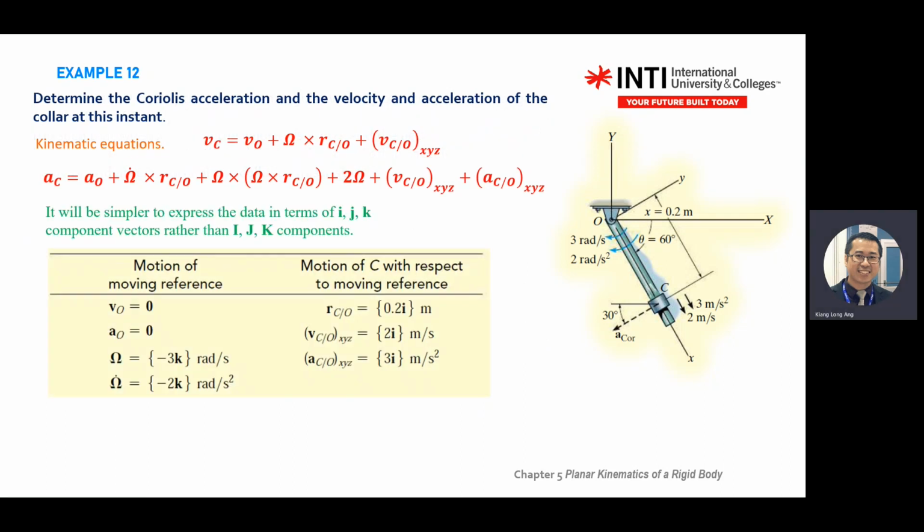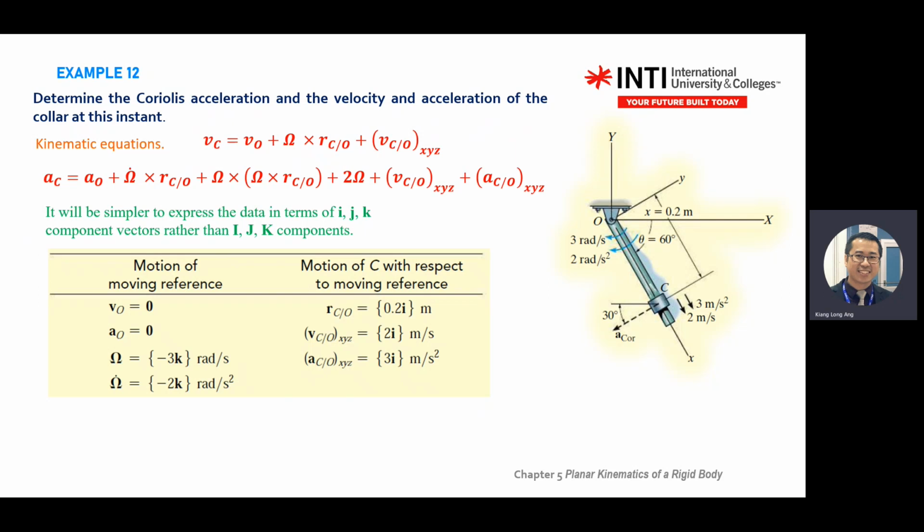Okay, so you're referring to a table. Velocity at O cannot move, so 0. Acceleration, since O cannot move, so no acceleration, 0. Omega was given, minus K. Why minus K? Your thumb is pointing in. Omega dot, the angular acceleration, is also negative because it is pointing in, by your right hand rule.